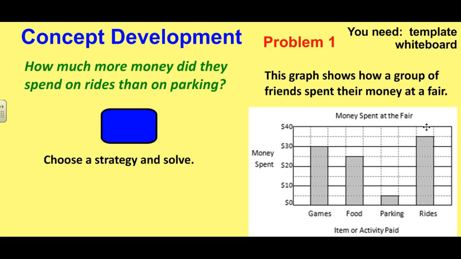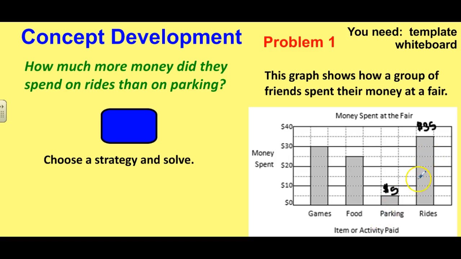So the question that we're going to be working on for this first problem that you're going to answer on your piece of paper in your binder is: how much more money did they spend on rides than they spent on parking? So I want you to take a look at this bar for rides and this bar for parking. You see that the rides goes halfway between 30 and 40, and we know that the number that comes halfway between 30 and 40 is 35. So that tells me that they spent $35 on rides. And then this parking one is $5 because we know that halfway between 0 and $10 is $5.